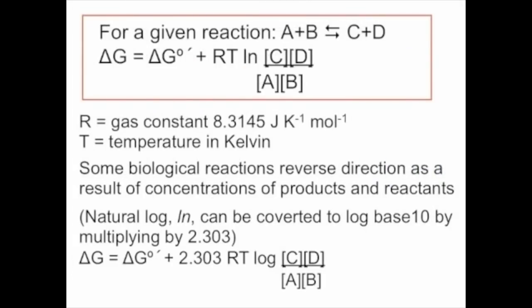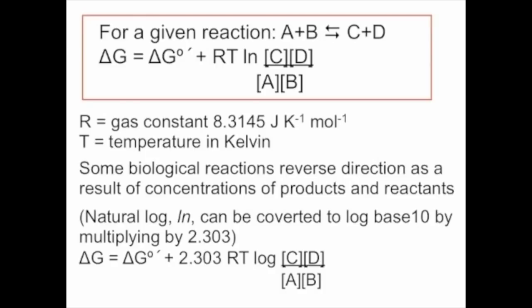So for a given reaction that occurs in a cell, A plus B going to C plus D, we have to take into consideration several things to be able to find out what delta G is. And so we have delta G is equal to delta G naught prime, and that's similar to what would happen in a beaker. These are under standard conditions. And here comes a little bit of adjustment that we do for cellular processes. Plus R times T times the natural log of the molar concentration of one product times the molar concentration of the other product divided by the molar concentration of one reactant times the molar concentration of the other reactant.